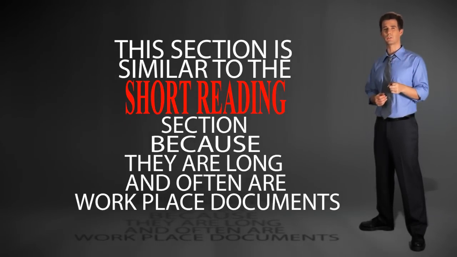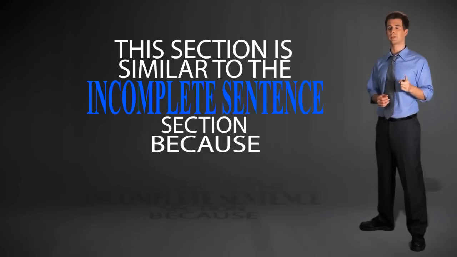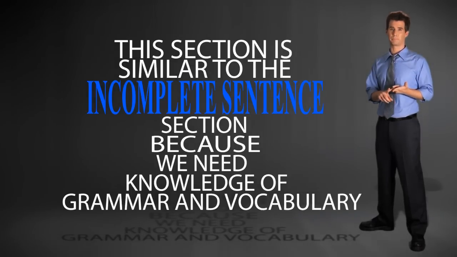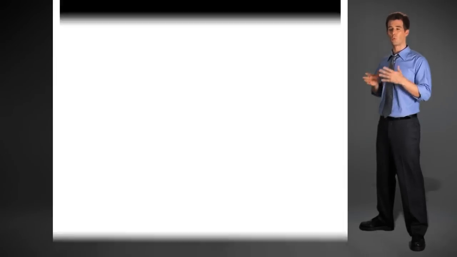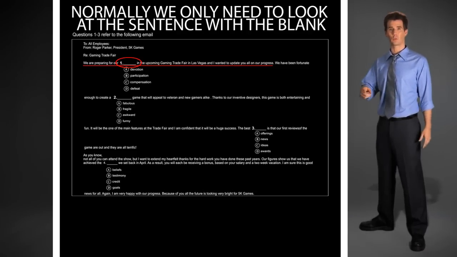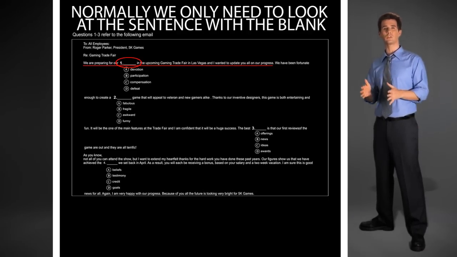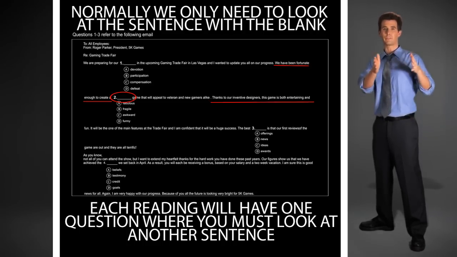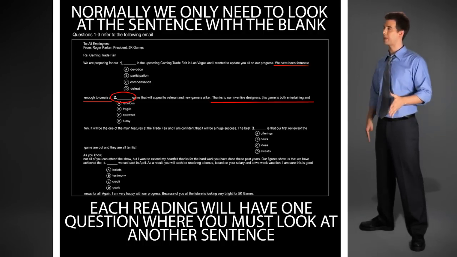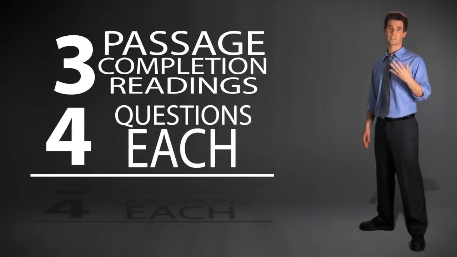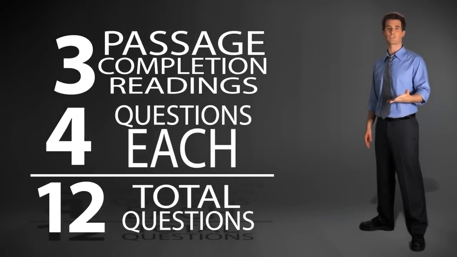But it's also similar to the incomplete sentence section, because to answer these questions, we need some knowledge of vocabulary or grammar. Now, usually, to answer one question, we only have to look at the sentence that has the blank in it, the missing word. But for each reading, there will be one question where we must look at another sentence to answer it, usually the sentence before or after. Now, we have 3 passage completion readings for the whole section, 4 questions each, so there are 12 questions total.